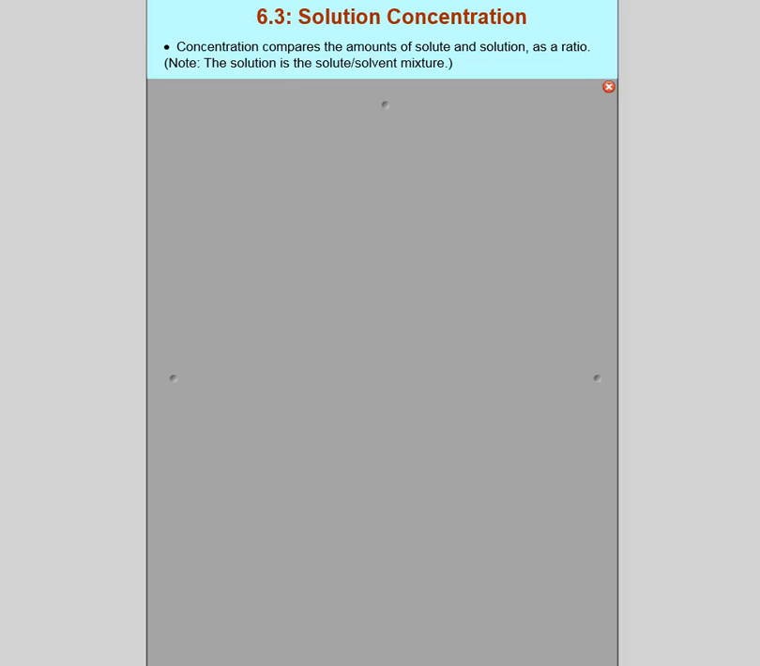Hi class, we're going to look at solution concentration today. This is a really important concept in chemistry. We're making solutions, we have a solute and a solvent, but how concentrated or dilute is the solution? And how do we quantify this?